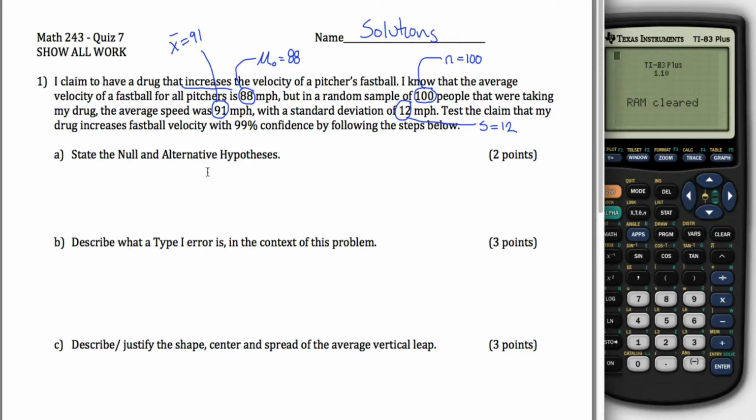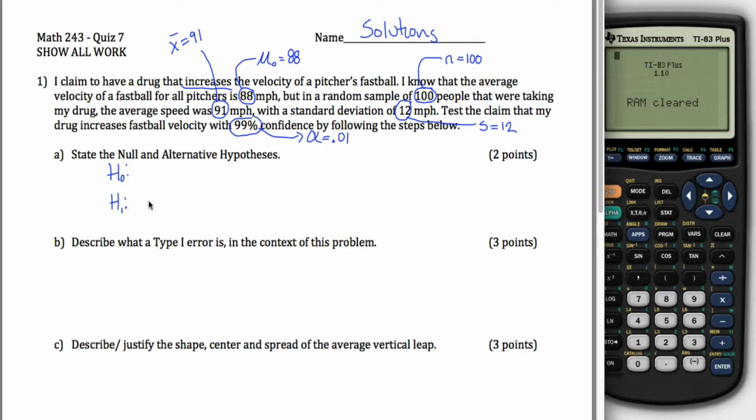And what it wants us to do is test the claim that my drug increases fastball velocity, and then it tells us that we want 99% confidence. 99% confidence tells us that alpha is equal to 0.01. Alpha is 1%. State the null and alternative hypotheses. Alternative hypothesis, maybe that's a good place to start. It is the claim that's being made. So the claim that is being made is that my drug increases the speed of a fastball.